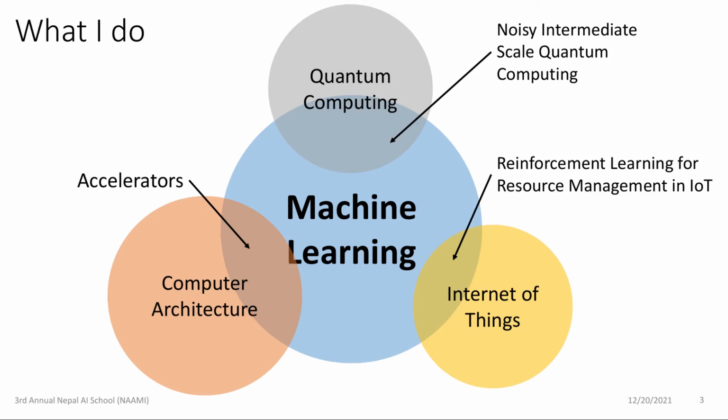Now I'm doing some research on how we can use computer architecture insights to accelerate machine learning in computers, and also how we can use machine learning for quantum computing. Basically, quantum computing systems are very noisy, and how can we make sure that our computing systems are more tolerant to such kind of noise?